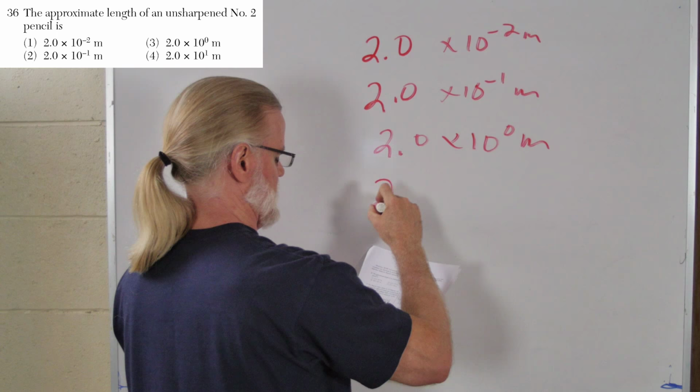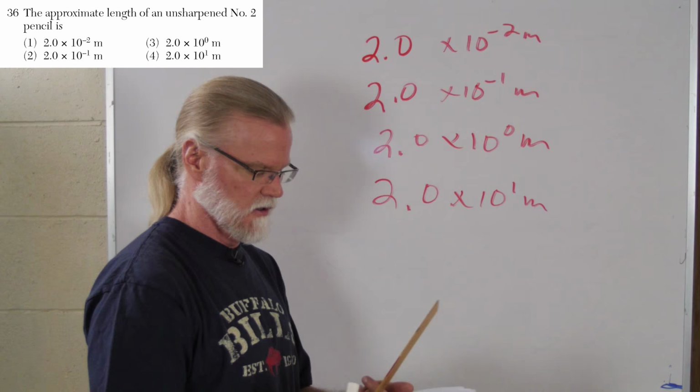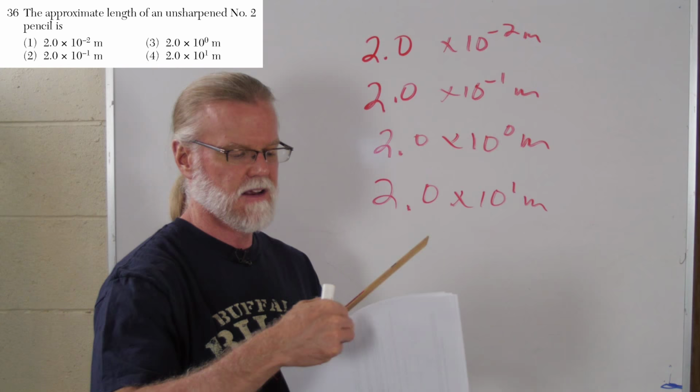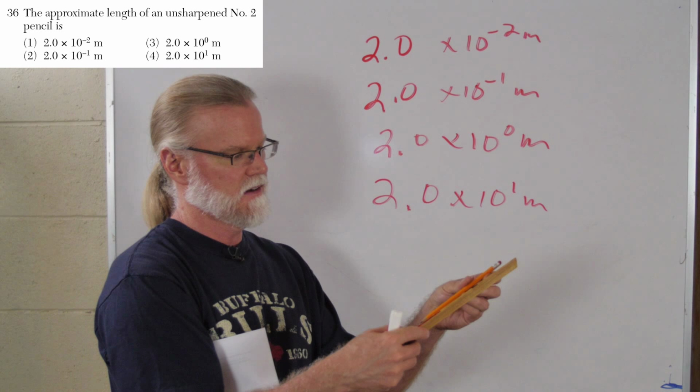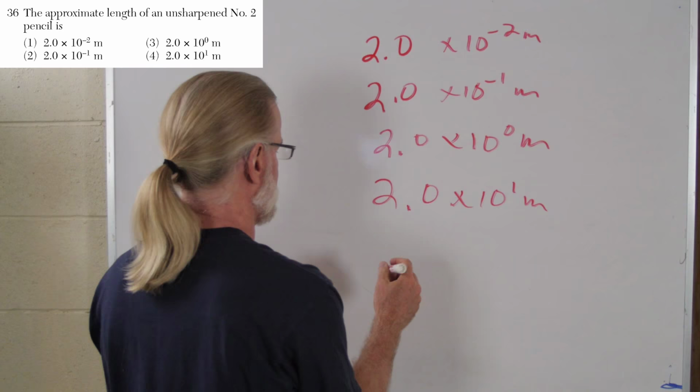So we're here, I have a ruler. You're going to have a ruler like that. So we're looking at 2.0 on the ruler, maybe 20. So this thing is 20 somethings. I look at it and I see it's 20 centimeters.